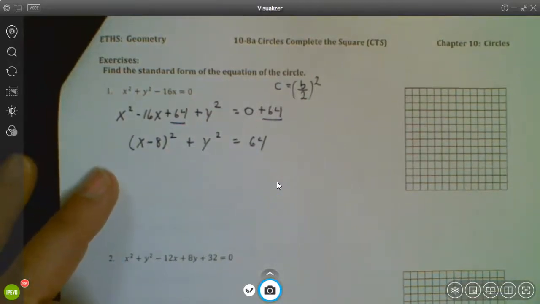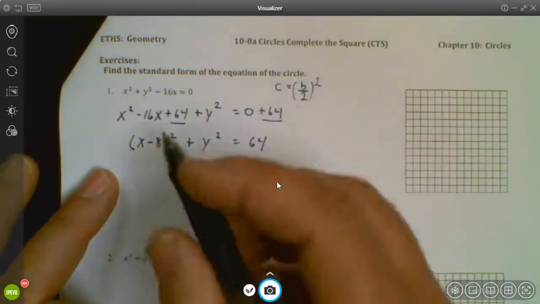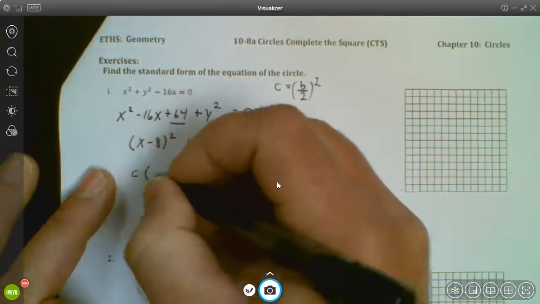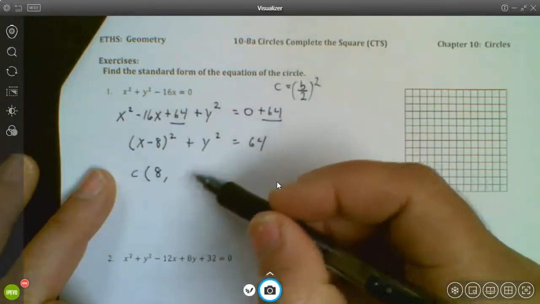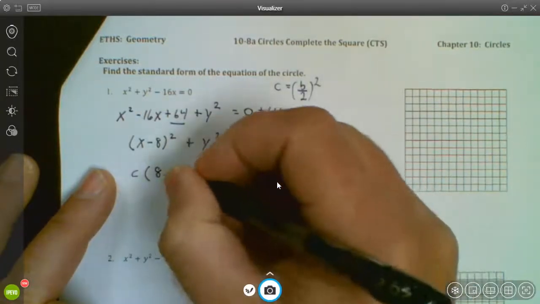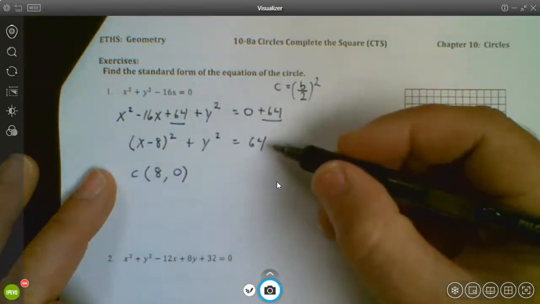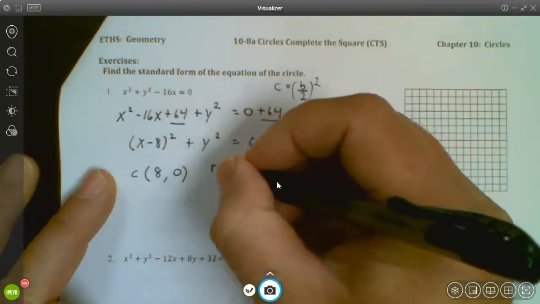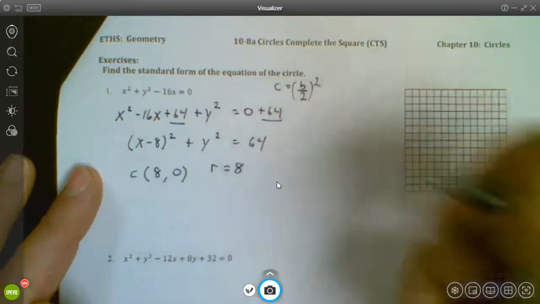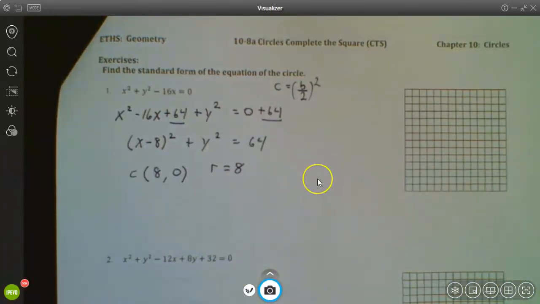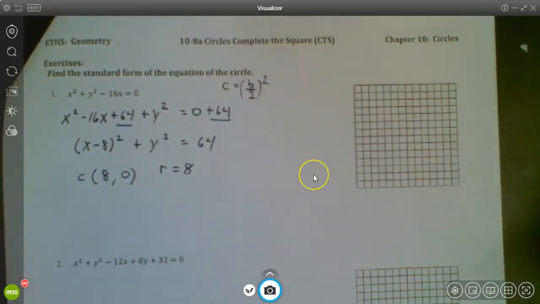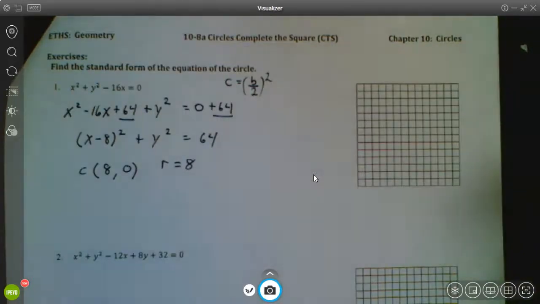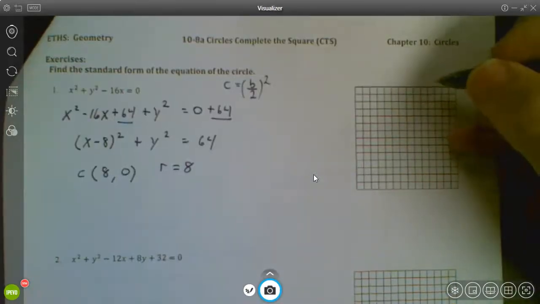If we did want to graph it, then remember this means our center would be at positive 8. And again, since there's no number here, our y-coordinate is 0. And if you square root this, it tells you that the radius is 8. So this will be an easy one to, we could count by 1s or 2s on this one, to be honest. So whatever you decide to do, if you don't count by 1s, just need to make note of it. So we're going to graph this guy.